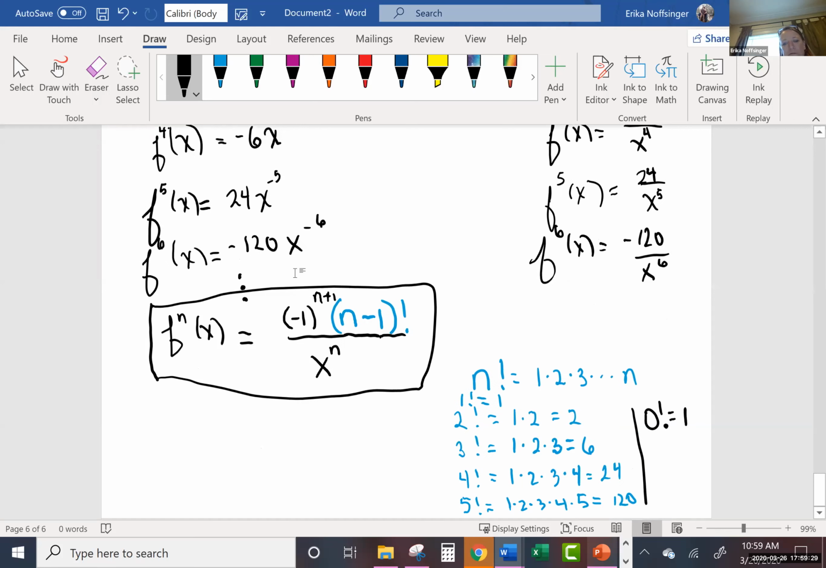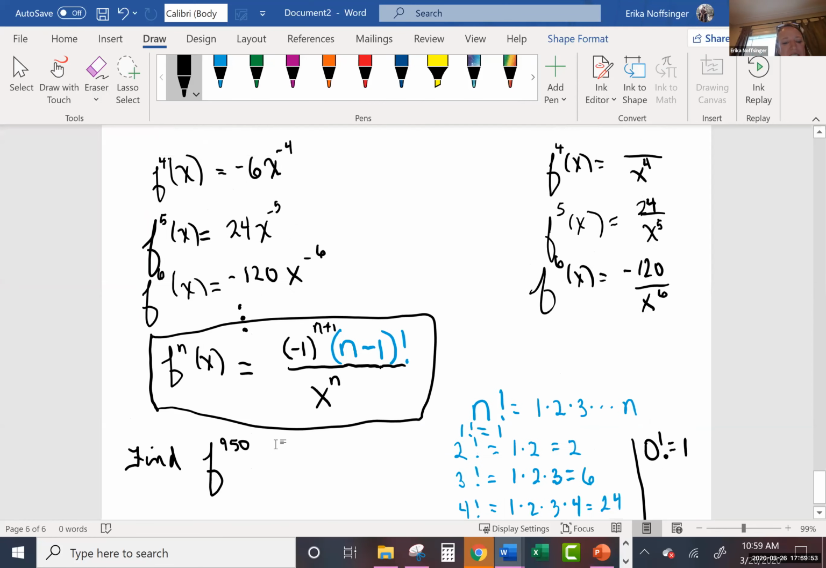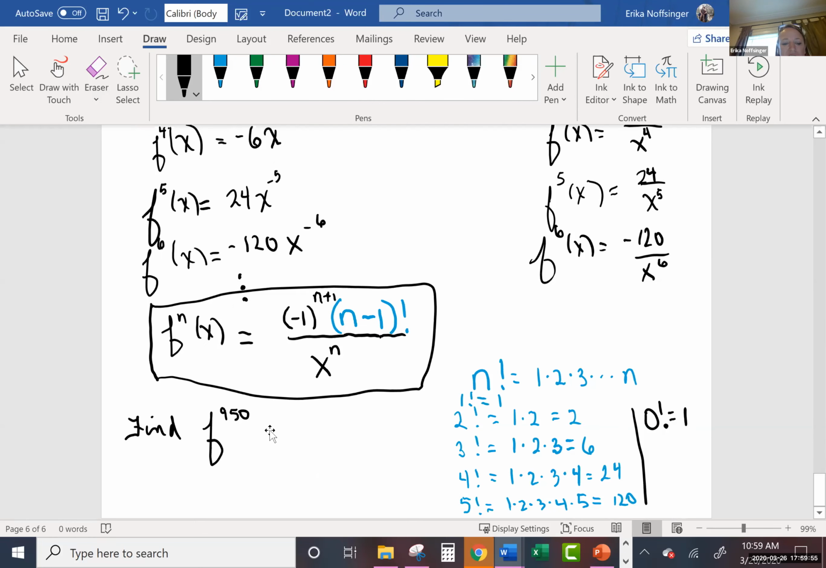So based off our formula, let's say we want to find f of 950. Oh, actually, our calculator's not going to like that. Not one bit. Okay, we're just going to leave it in factorial. If you put that in the calculator, it's going to probably spit out an error. It's too big.